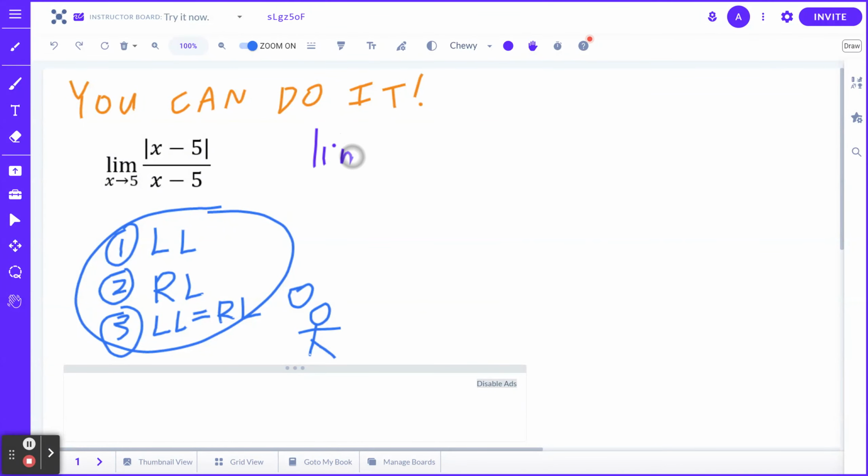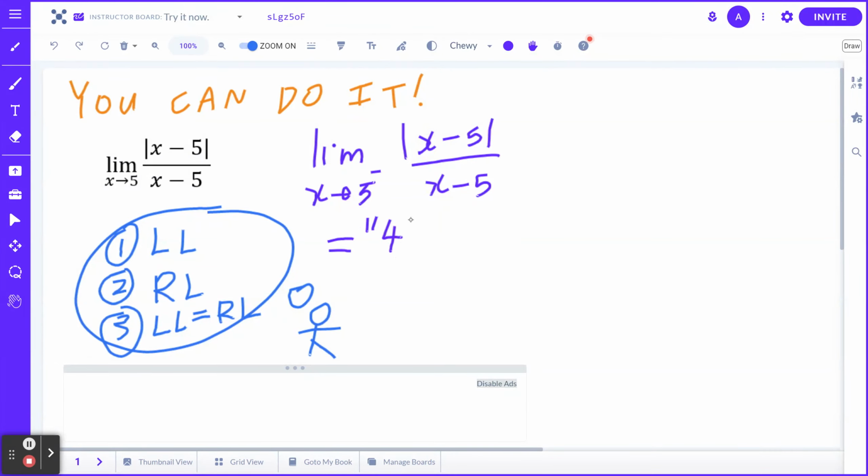I start with the left limit, as x is approaching 5 from the negative side. And if you think about this, again, there are 2 other videos that you can watch, which relate to the left limit, to the right limit, and so on. But basically, you pick a number a little bit to the left of 5.